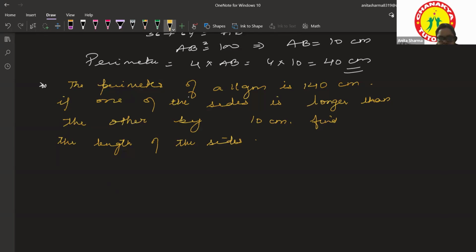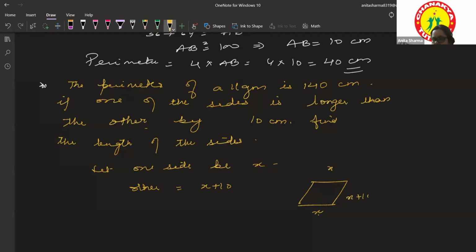So in this, perimeter of parallelogram is given, right? And here longer side is longer than the other by 10. So let one side be x and then other side will be x plus 10, right? And in a parallelogram, we know that opposite sides are equal. So if this is x, then this is also x. And if this side is x plus 10, then this is also x plus 10. And perimeter is given, 140. Clear? So now add: x plus x plus x plus 10 plus x plus 10 will be equal to 140.